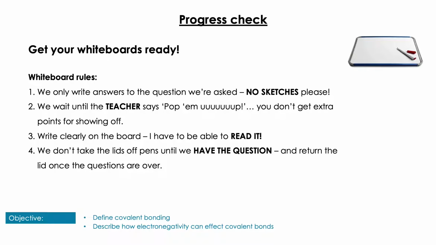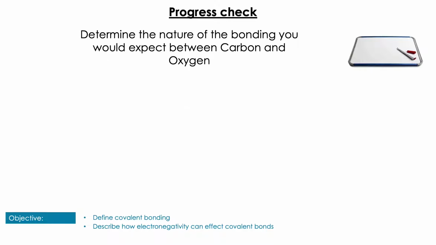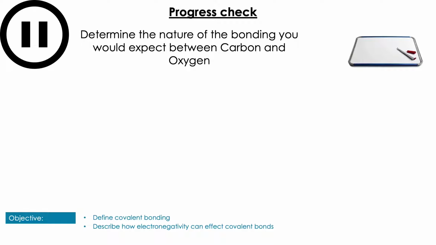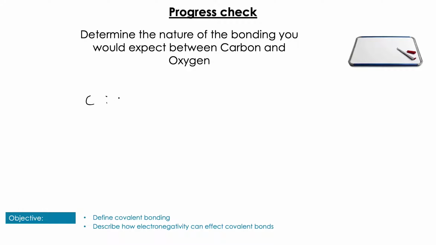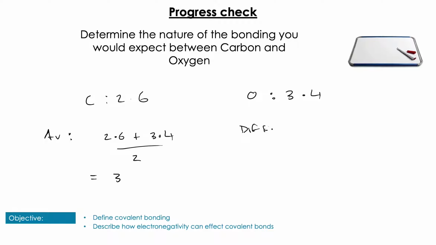Let's try some questions. Having the data book with you is going to be helpful here. First question, determine the nature of bonding you'd expect between carbon and oxygen. Pause the video, give yourself a moment. So once again, finding the average and the difference by using Table 8, 2.6 and 3.4 gives us an average of 3 and a difference of 0.8, which is going to be a polar covalent bond.